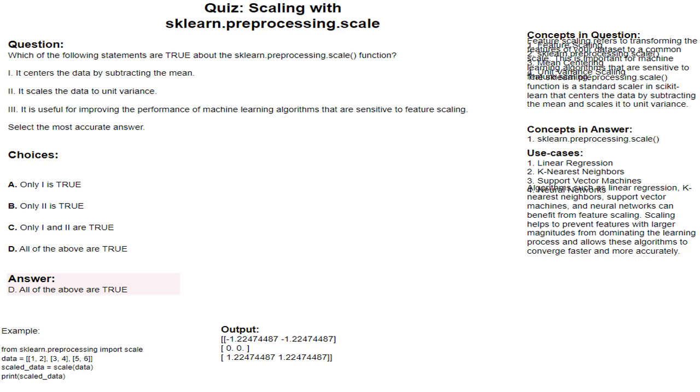The k-nearest neighbors (KNN) algorithm relies on distance calculations between data points. If features have significantly different scales, the distance metric will be dominated by features with larger ranges. Scaling features to a similar range ensures that all features contribute equally to the distance calculation, resulting in more accurate predictions.